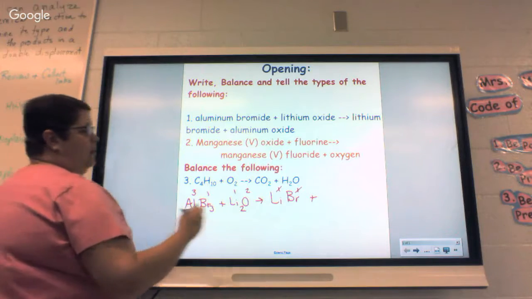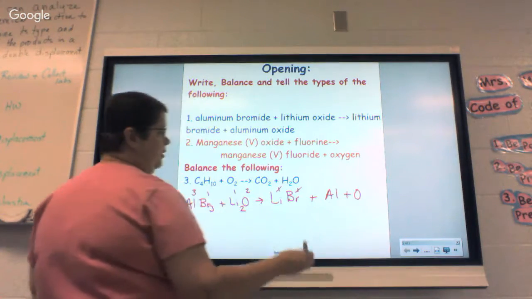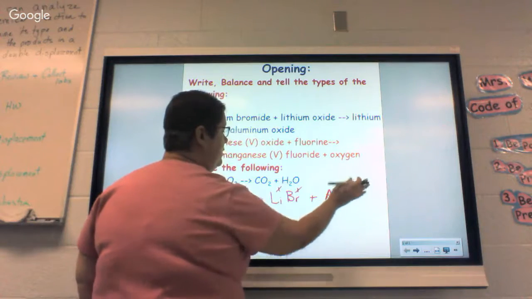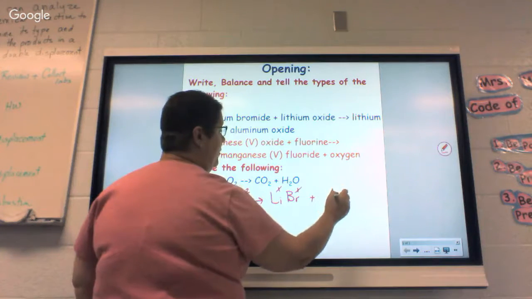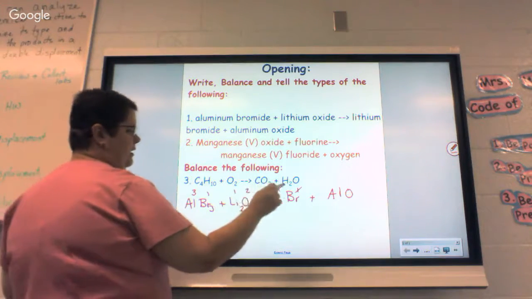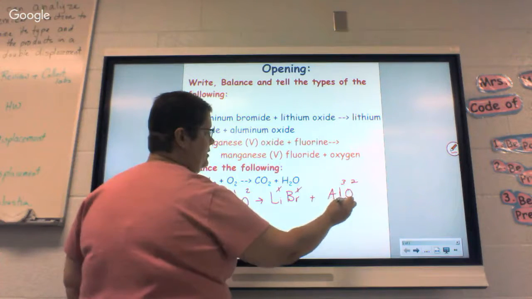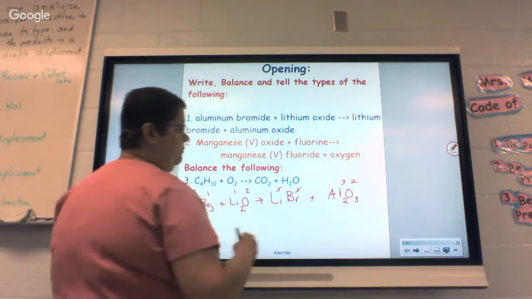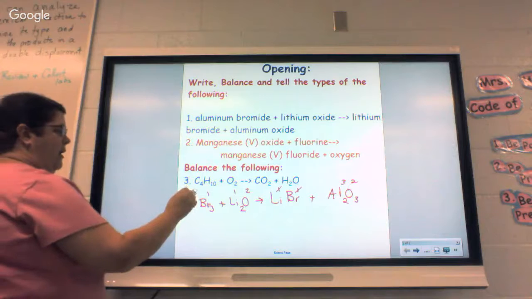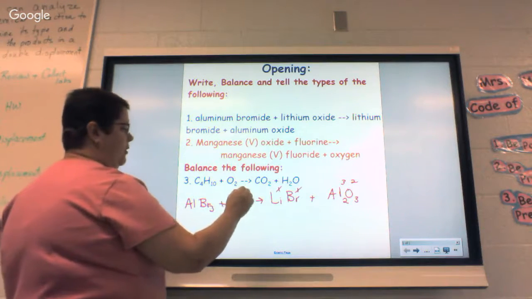And then you have aluminum oxide. Aluminum plus oxygen. Aluminum oxide. Aluminum has a 3 and oxide has a 2. So 3 and a 2. 2 comes down. 3 comes down. Okay? Now you can go back and either rewrite it or erase. Both ways.